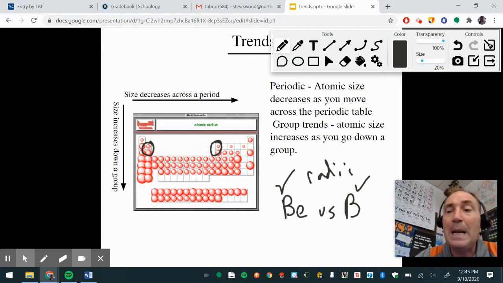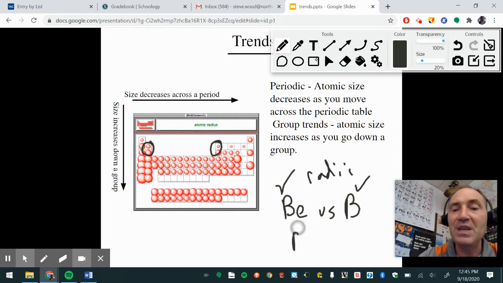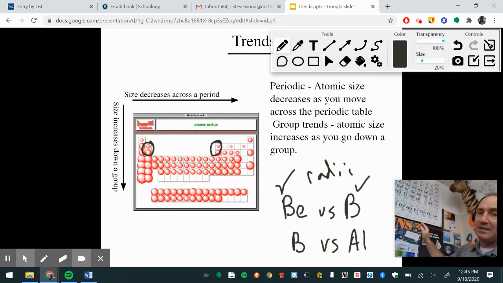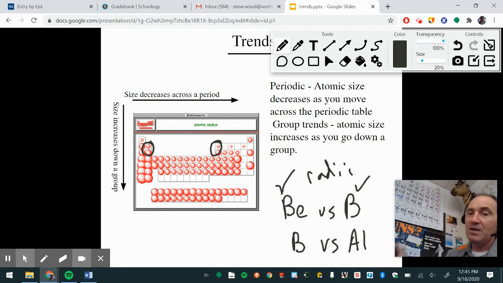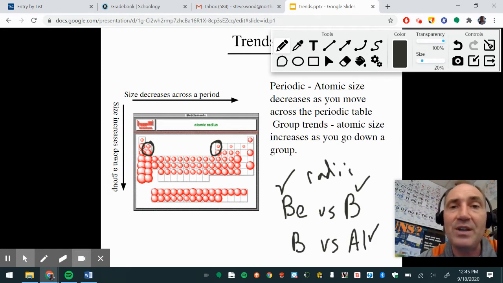Now, as you go down a group, if we were comparing B versus Al, if you take a look at the periodic table, in group 13 there's B and Al. Al is bigger, because as you go down a group, or a family, that's what we call them, they tend to increase in size. So why? Why do they get bigger as you go down and smaller as you go across?